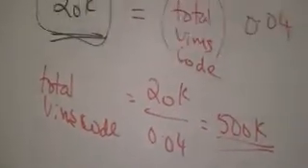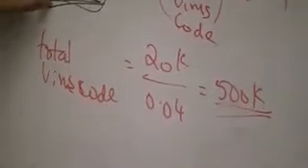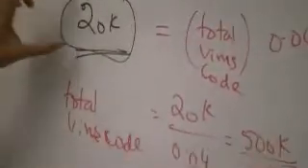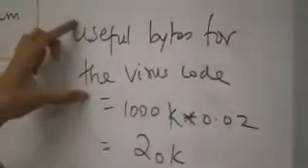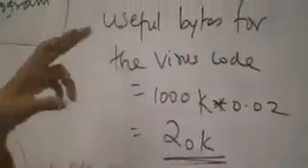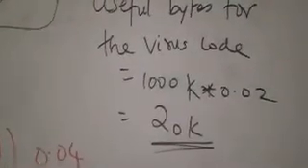You see that? The actual virus code is not removed. The useful bytes remain there, right? So useful bytes will always be there. The cleanup program can prune away only the useless bytes. So it can take away only the useless bytes. So the 20K of useful bytes remain there.